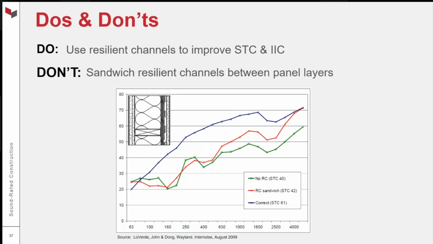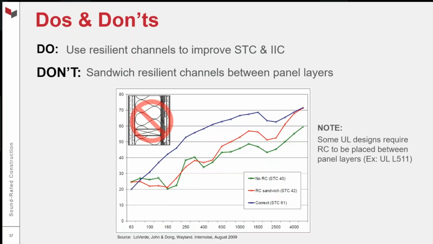And that largely eliminates the benefit of the resilient channels. So we try to avoid that condition at all possible. Keep in mind that there are some UL designs that actually require the resilient channel to be placed between panel layers, most often in horizontal assemblies. One example is UL L511. When you see a resilient channel in a published design sandwiched between panel layers, it's not for acoustics, it's not helping for sound, it's really for fire resistance.